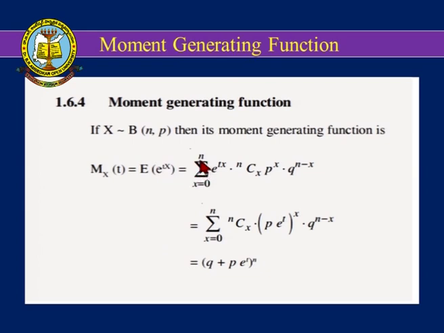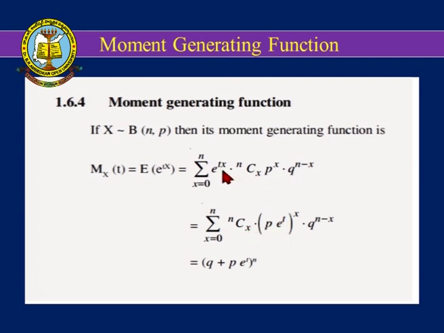Because we use the summation, our distribution is a discrete distribution, which is why we use the summation symbol here. Summation, x takes values 0 to n, e to the power of tx into nCx into p power x into q power n minus x. Now we can simplify this term, nCx taking outside.